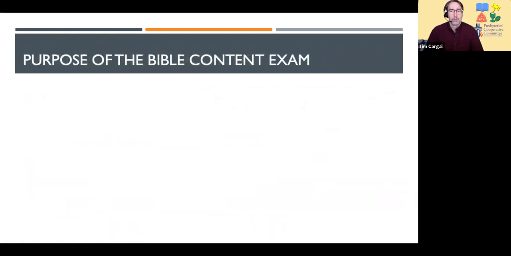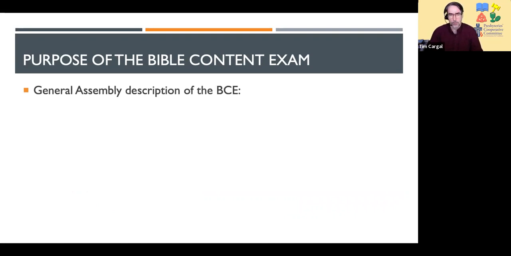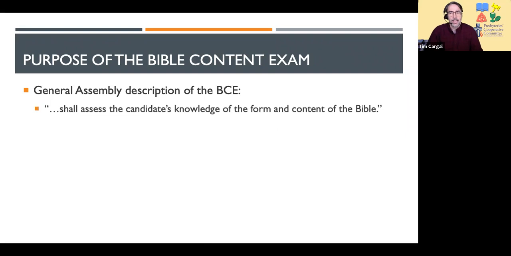The Bible content exam is one of the 5 ordination examinations that are authorized by the General Assembly, required by the General Assembly under the Book of Order. And the General Assembly is the one that sets the parameters for the test. And the guidance that the Assembly has given to the Presbyterian Cooperative Committee on Examinations for Candidates that develops the test, is that this test shall assess the candidate's knowledge of the form and content of the Bible. And that's really all the guidance that the General Assembly has given.